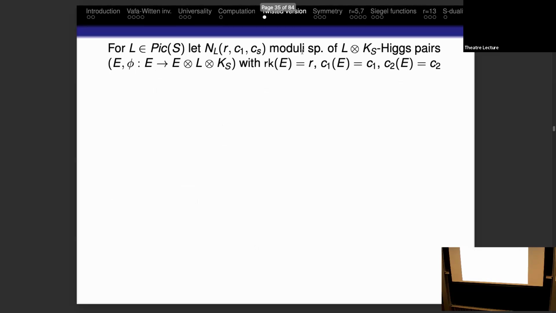Okay. So now there's a tiny trick to this, which is the twisted version. I want to consider just a very tiny twist, which is that I now consider moduli of L-twisted K_S Higgs pairs. That just means we have our sheaf E together with a homomorphism from E to E tensor L tensor K_S, where L is a line bundle. It seems a little bit stupid, but it turns out to be kind of nice.